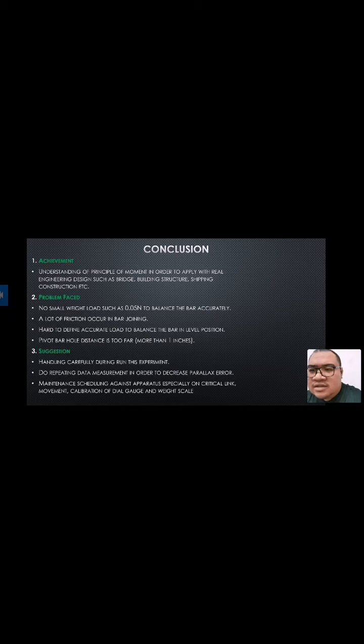And lastly, suggestions. Conduct the experiment by handling carefully during the run, and repeat data measurement in order to decrease parallax error. And lastly, maintenance scheduling for the apparatus, especially on critical links, movement, calibration of the dial gauge, and weight scale.